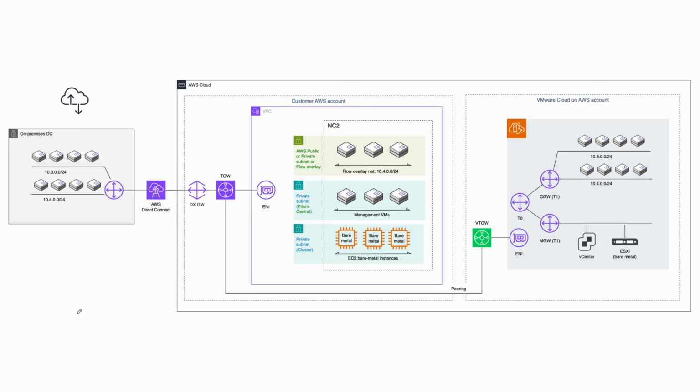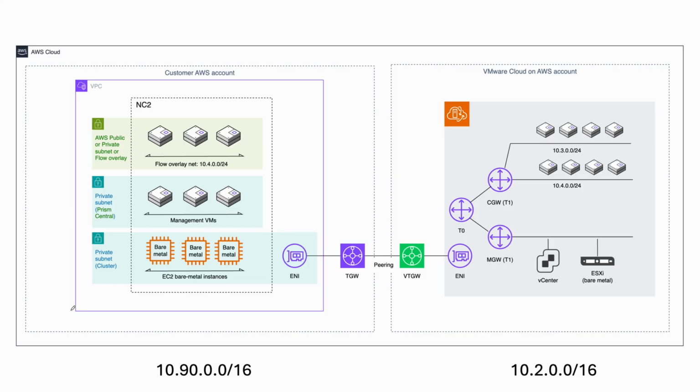So if we simplify this diagram a little bit and take away the on-prem, we can see that we still have the VMC environment and the NC2 environment linked across this peering connection. Since we want to migrate from VMC, we have already set up a 10.3 and a 10.4 network with user VMs, and we are replicating the user network on the NC2 side using Flow overlay networking, so we can migrate without changing IP addresses.